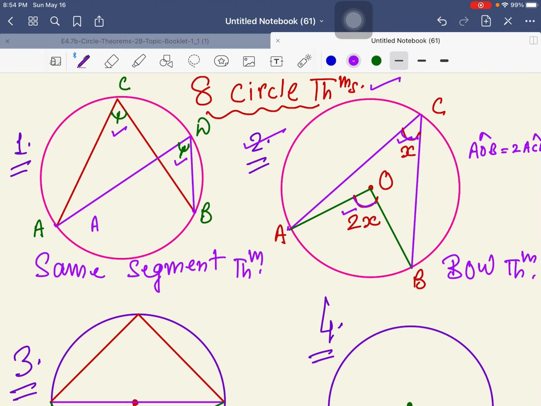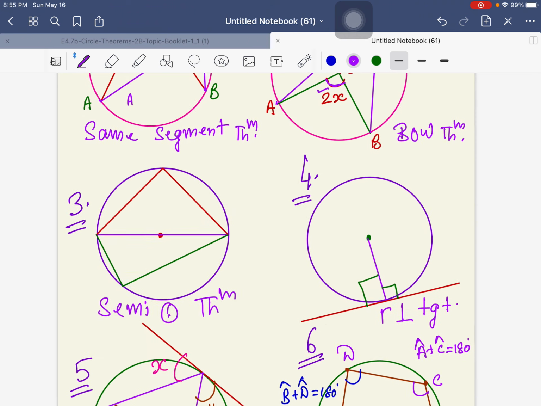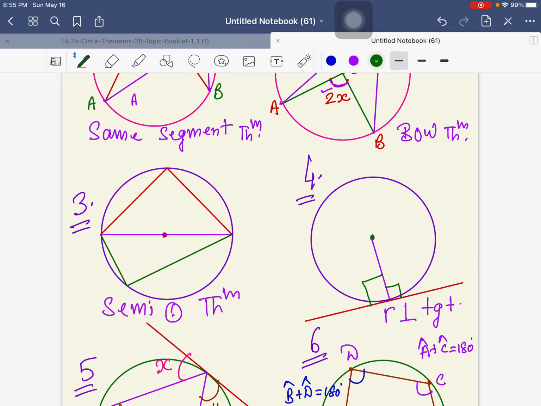Same segment theorem: angles subtended by an arc on the circle are equal, like in this case here and here, ACB and ADB. Bow theorem: angle at the center is double the angle at the circle. So two theorems are done. Move on to number 3. Third theorem is quite simple. If we have a diameter in a circle, the diameter always subtends a right angle up on the circle or down on the circle. That's called the semicircle theorem. So this angle is always 90 degrees.